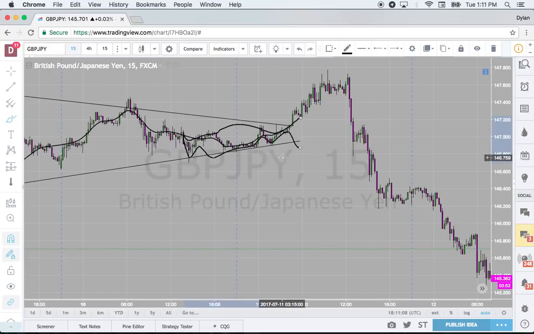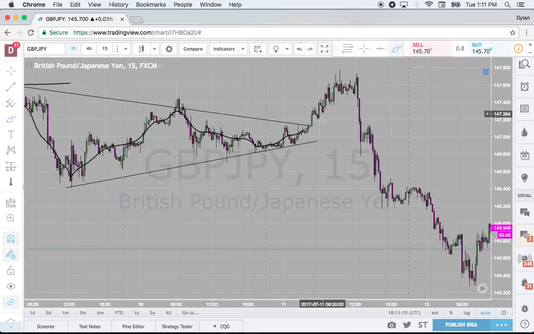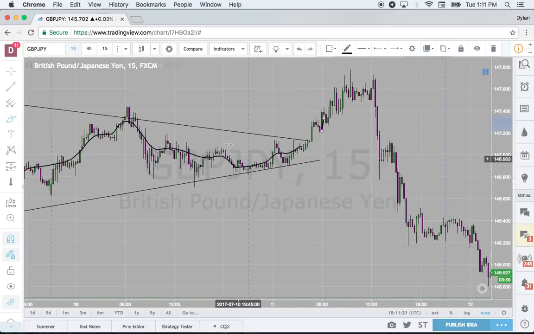Okay, I'm sorry. I don't know why these lines are being drawn so bad. Must be my trackpad or something. You'll see the tip of this wedge will form in Asian session.